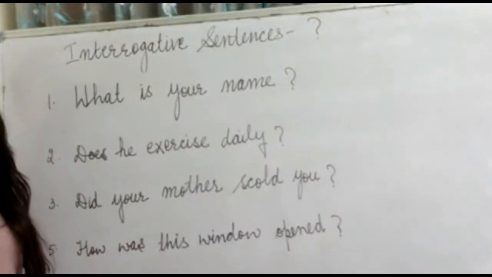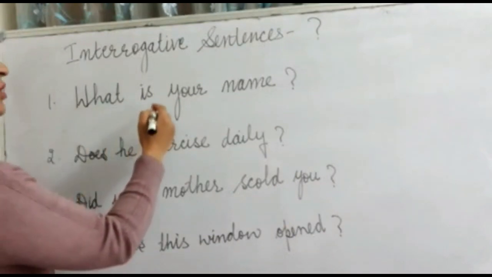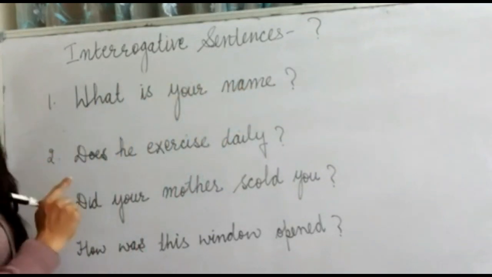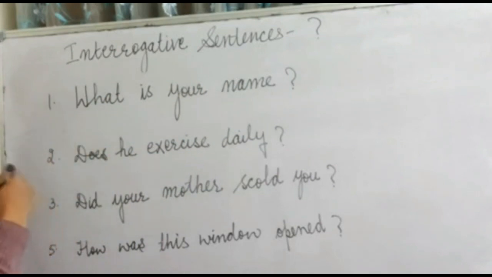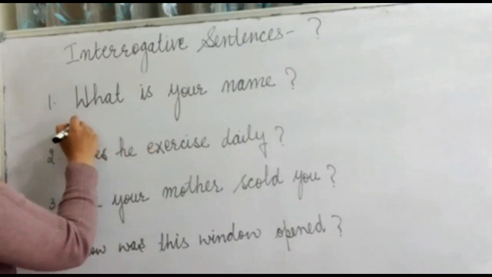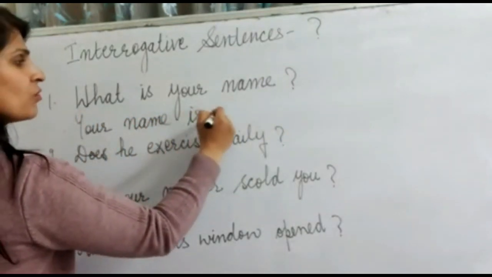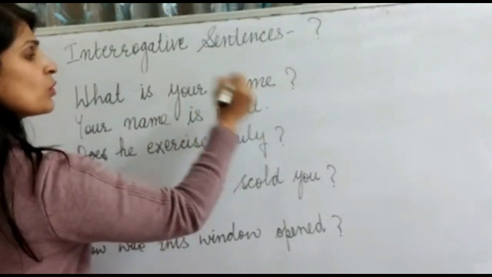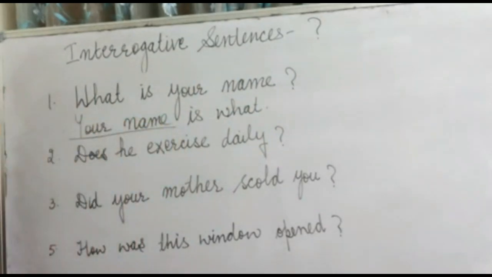Now let's try to find the subjects in these interrogative sentences. The first sentence is, what is your name? So what are we talking about here? Are we talking about what, or are we talking about your name? We are talking here about your name. Even if we rearrange the sentence into an assertive sentence, it will be, your name is what? So what is the subject here? The subject here is your name.